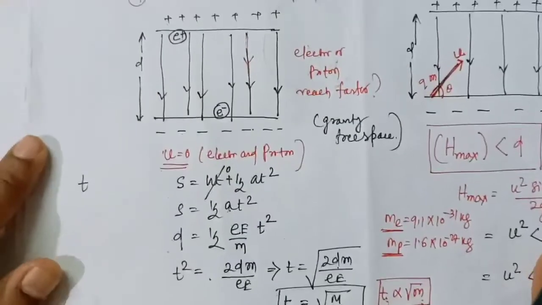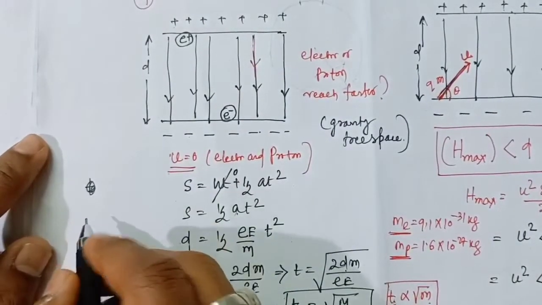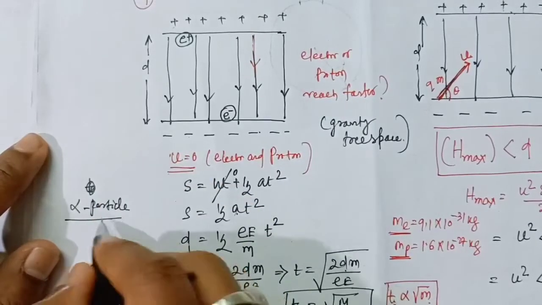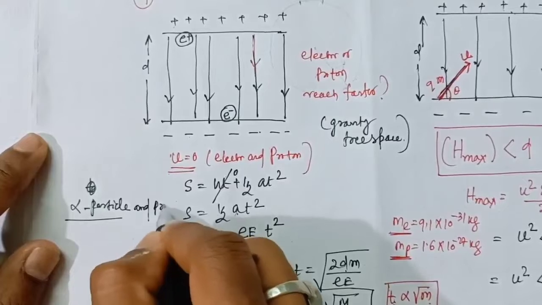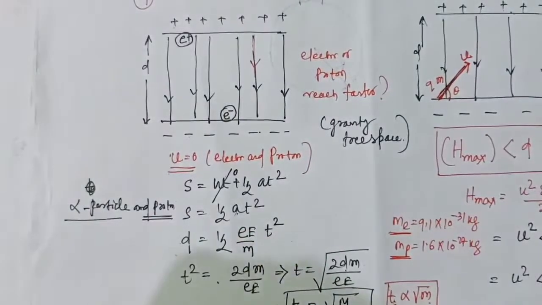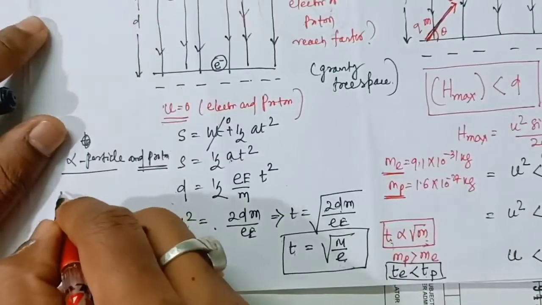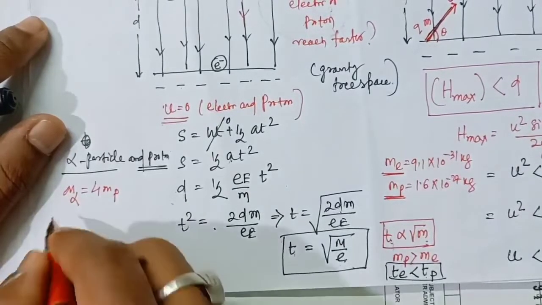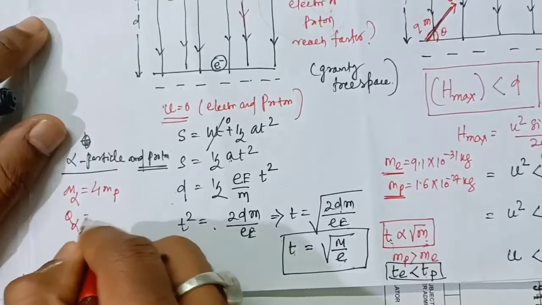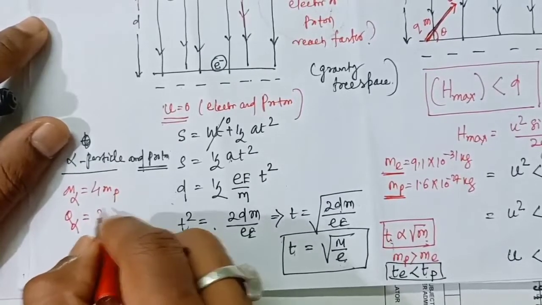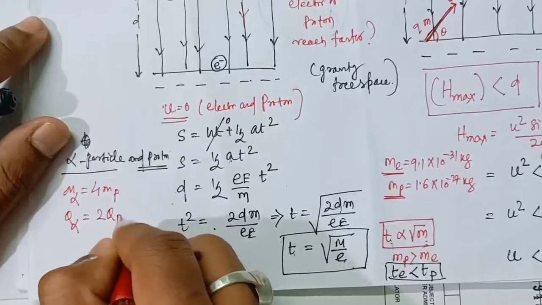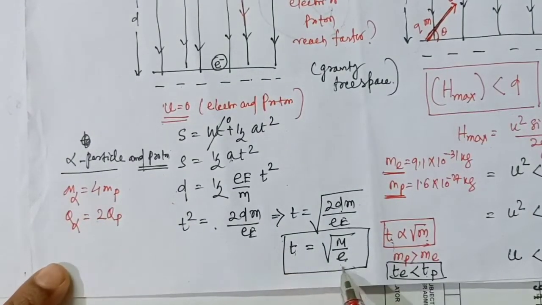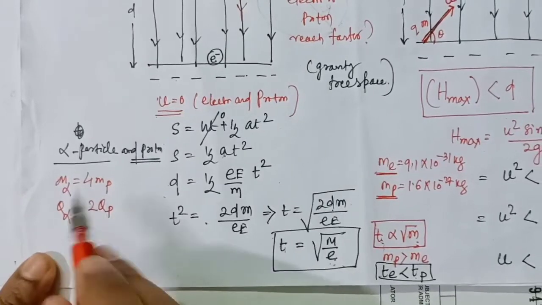And this kind of question can also be given like this: alpha particle and proton. Rather than giving this question as electron and proton, someone can give you alpha particle and proton. A student must think, if this is given, the mass of the alpha particle is 4 times the mass of the proton, and the charge of the alpha particle equals 2 times the charge of the proton. So here the scenario will be different because T depends on mass and charge. So in that case a student has to think about it.